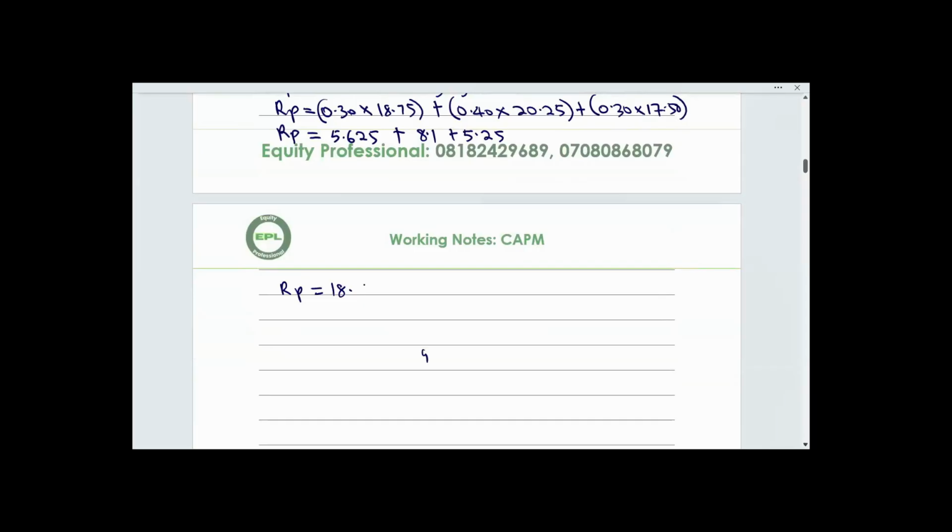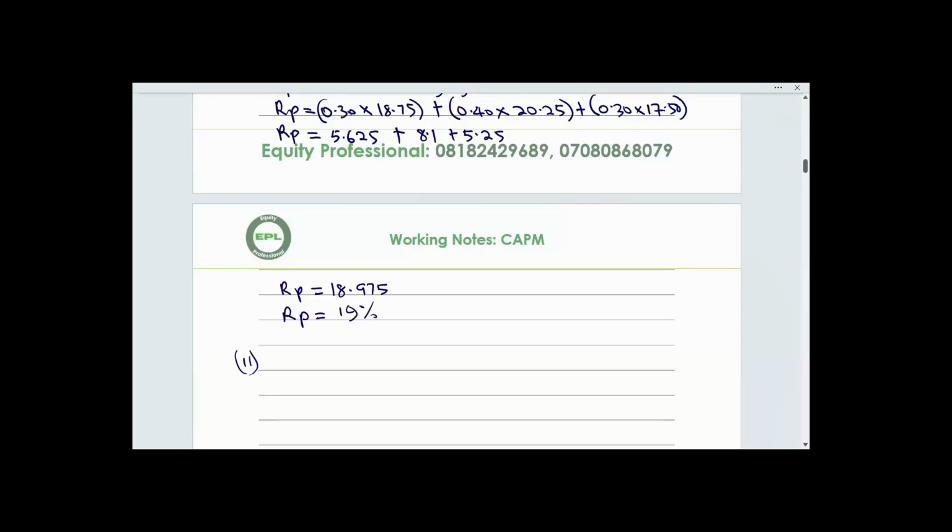18.975, did you say? Yes, sir. 18.975. Okay, so that's approximately 19%. The return of the portfolio is approximately 19%. Okay, so that answers the first requirement.